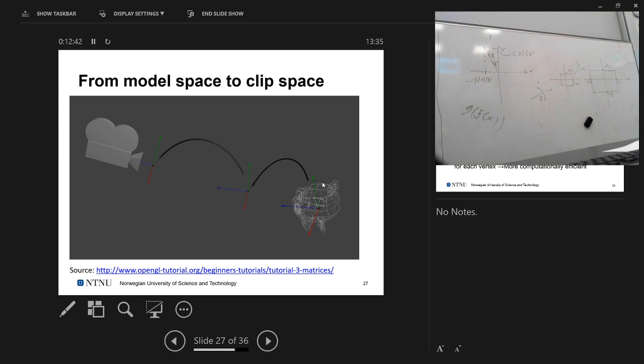Okay, so we've already seen this. You have your model in the model coordinate system, you have the global coordinate system, you have the camera coordinate system, and inside here you have the projection to clip space, as we say, or to your retina or whatever process you want to see this as. Any questions? Okay.